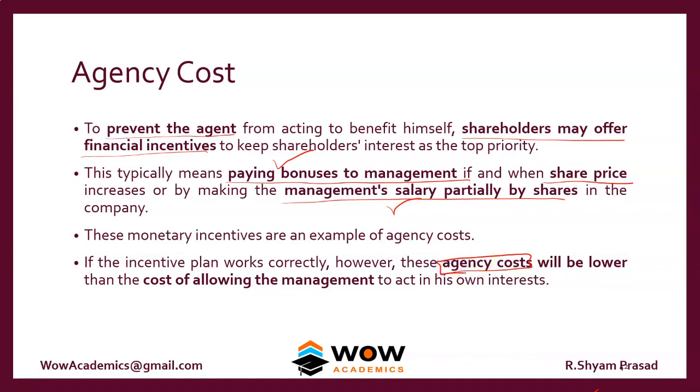Okay, so in the real world they feel that these kinds of costs are much lower than allowing him to cheat. So the cheating cost, if he cheats, that cost is very high. To discourage him from cheating, that cost is lower. Which is better? They feel that let's give him a lot of incentives so that he is not very motivated to cheat the company. Okay, so that's what agency cost is.